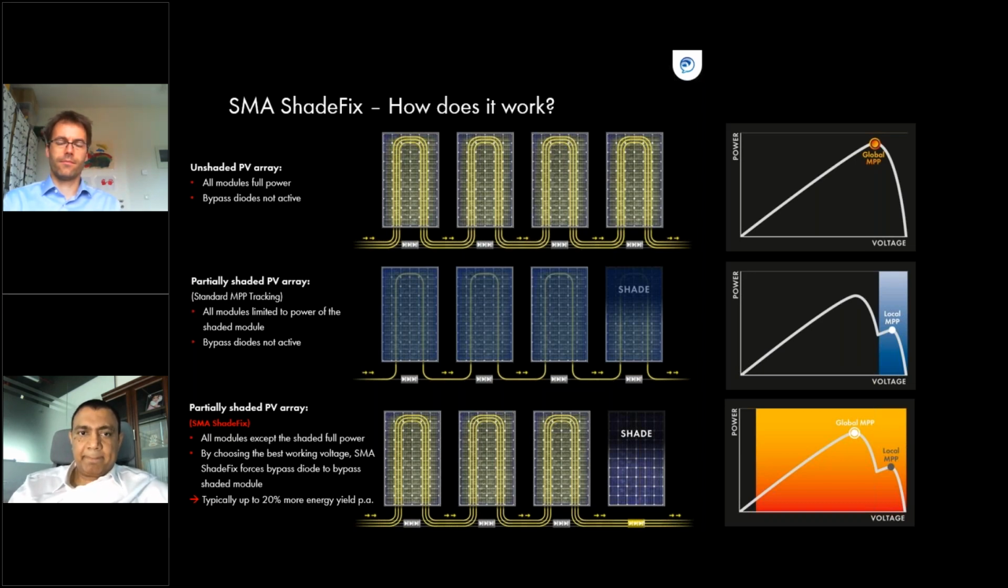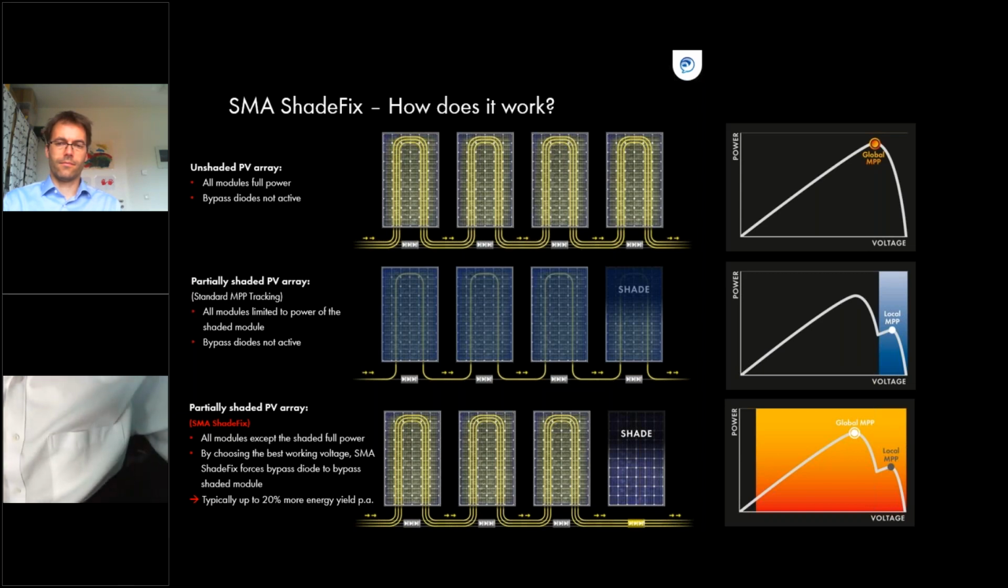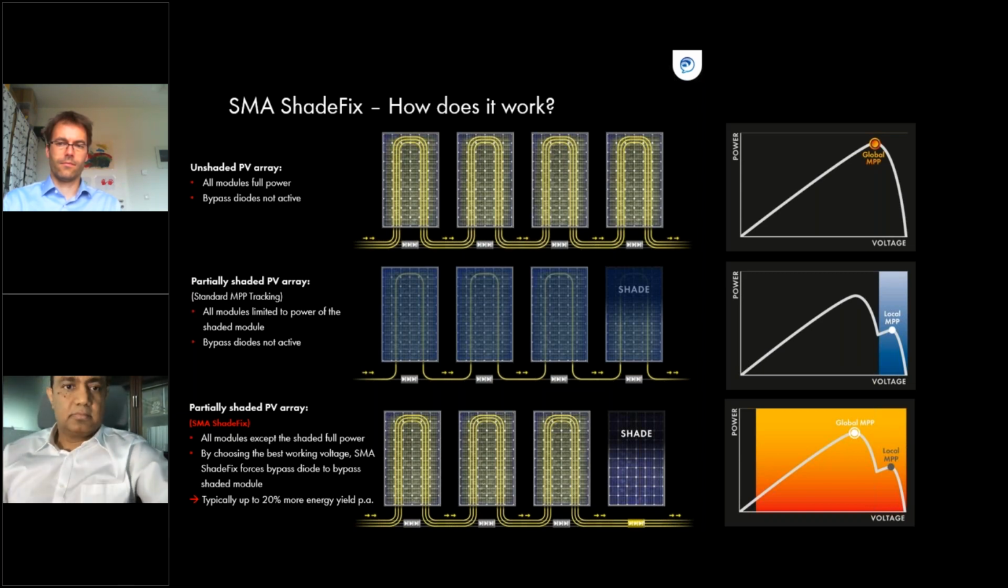So the first picture on the right hand side would be the best outcome, no shading at all. The second picture, where the dot is, would be the power output that you would get without any shade optimization, because the lowest module always is the one leading the row of modules. And on the third picture, you see what you can get out of the system with this SMA ShadeFix solution.